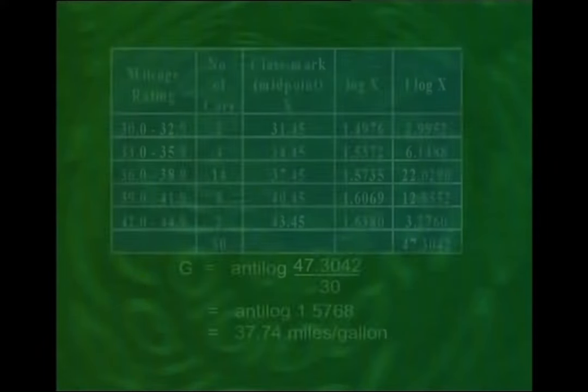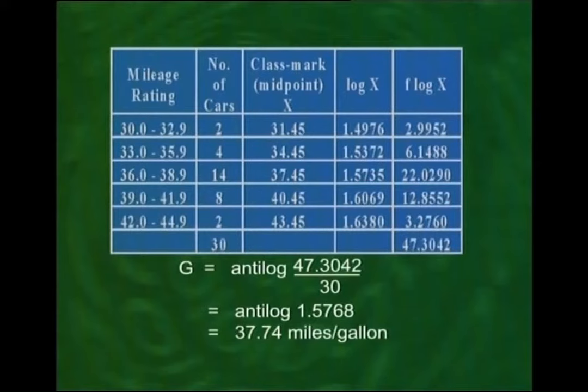Students, let me now apply this formula to the example of the EPA mileage ratings that we have been dealing with. As you now see on the screen, the x values, that is the midpoints of the various classes, are 31.45, 34.45, 37.45, and so on, exactly the same as what we had earlier.